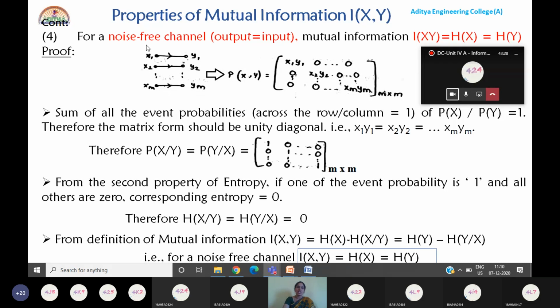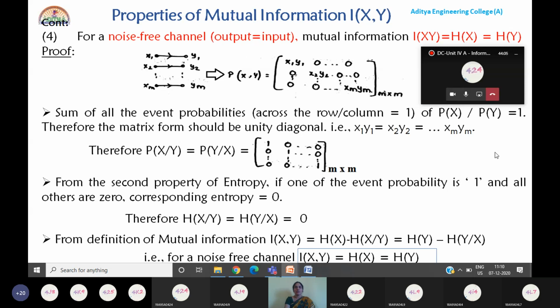For a noise free channel, you should draw this channel and mention the joint probability matrix first, and then define the conditional probability matrices. Based on the conditional probability matrix, define the entropies. Okay, so from the definition of mutual information, I of XY is either H of X minus H of X by Y or H of Y minus H of Y by X. So upon replacing the two conditional entropies as 0, I of XY will be H of X and it is also equal to H of Y. Okay, this is the fourth property.